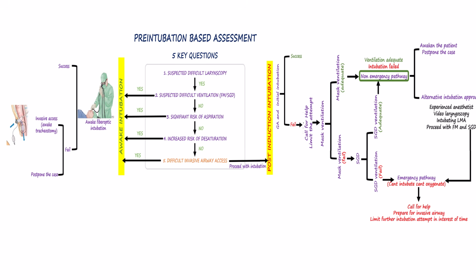To summarize, airway management begins with pre-intubation assessment guided by 5 critical questions. These help us decide whether to proceed with awake intubation or intubation after induction of general anesthesia. Awake intubation is usually performed with a fiberoptic scope, but if it fails, an awake tracheostomy under local anesthesia may be required. If assessment suggests intubation will not be difficult, we proceed after induction.